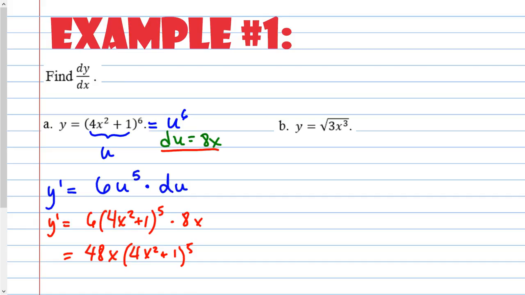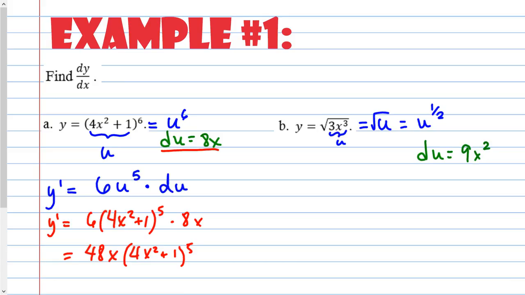For b, same idea. The square root is a very good indicator of what's the inside function. 3x cubed, that's the inside function. So this is basically the square root of u. But when we have square roots, we actually like changing them to exponents. So this is u to the 1/2 power. Now, I'm going to need the derivative of u. U is 3x cubed. So 3 times 3 is 9x, and then subtract an exponent, 9x squared.